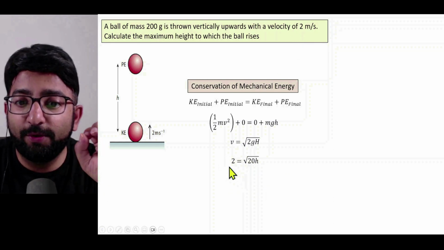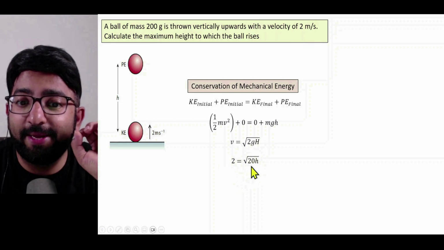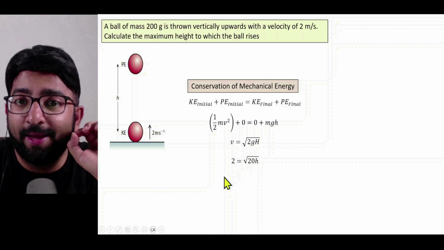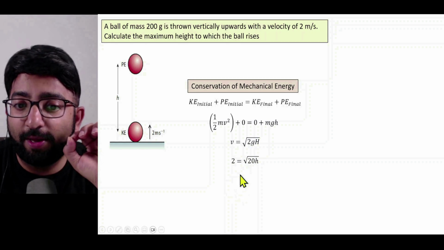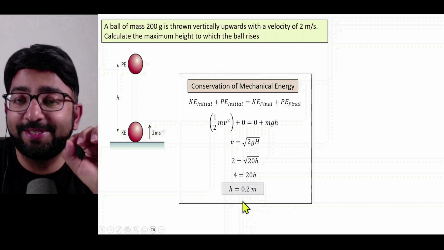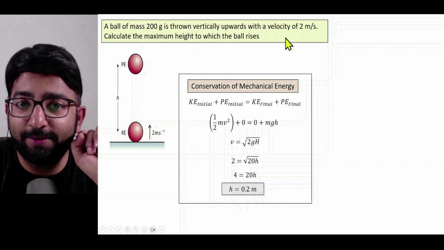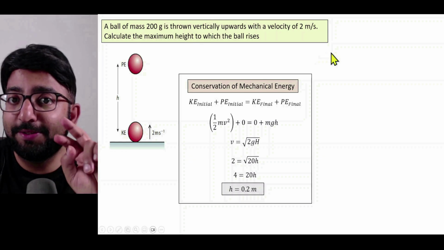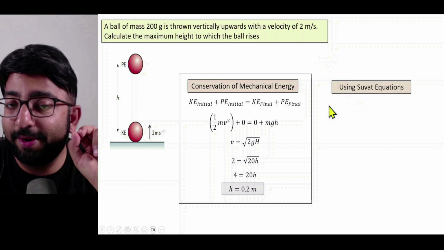So let us put the values in, and the value of g will be taken as 10. So this is the equation. And now if we try to figure out the value of h, we will get h as 0.2 meters. So this is the first method to solving this question. Method number two is using the equations, using the Stewart equations.